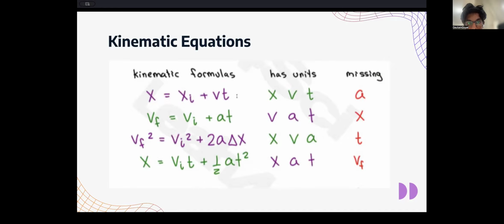What does vt mean? vt means velocity times time. Whenever you see two variables like this together, if you guys are new to that, that just means there's a multiplication symbol in between those two quantities.